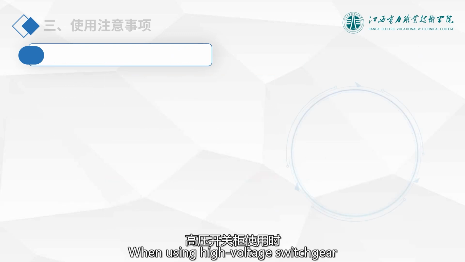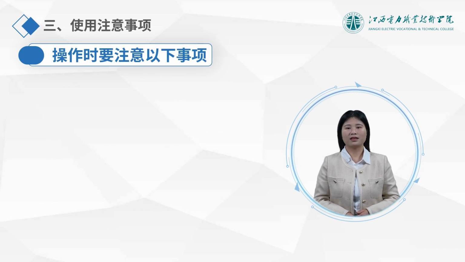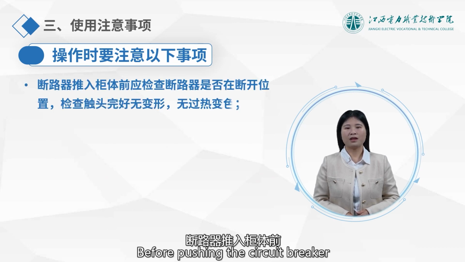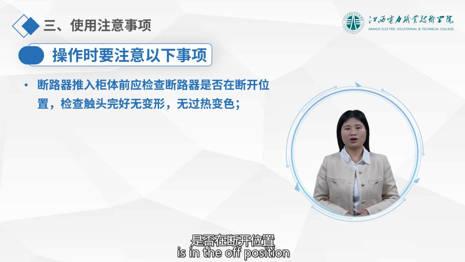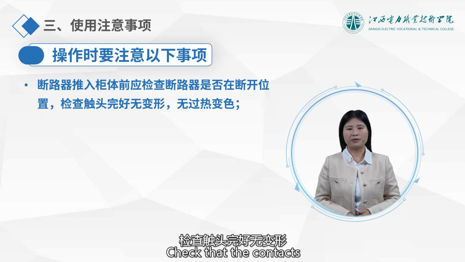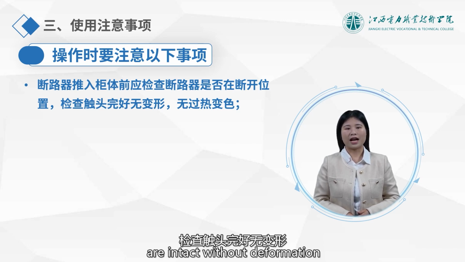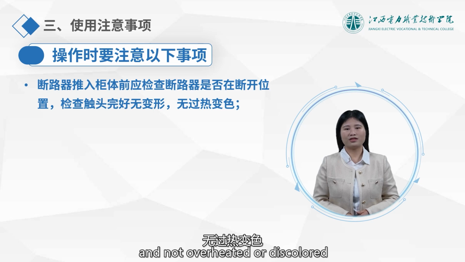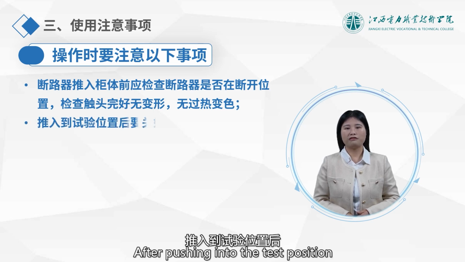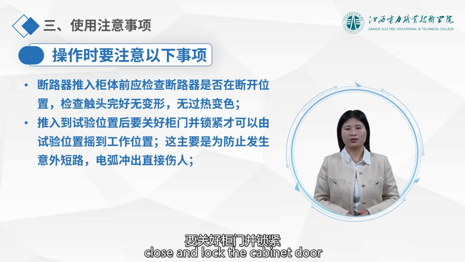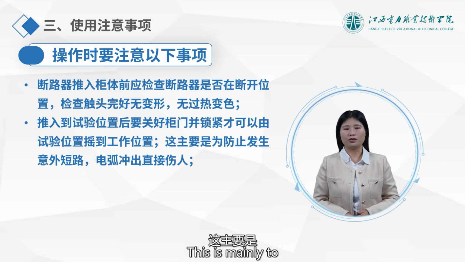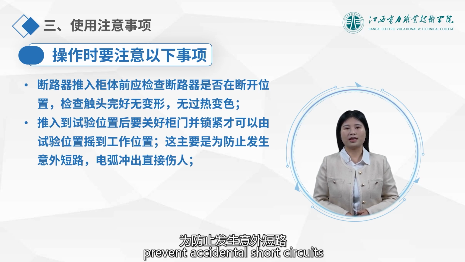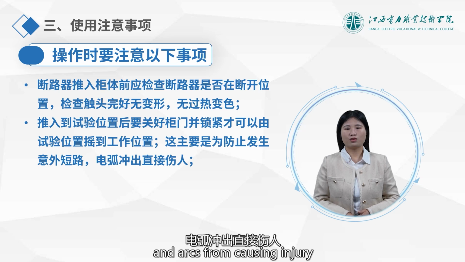When using high voltage switchgear, what should be noted? During operation, before pushing the circuit breaker into the cabinet, check whether the circuit breaker is in the off position. Check that the contacts are intact without deformation and not overheated or discolored. After pushing into the test position, close and lock the cabinet door. Only then can you move from the test position to the working position. This is mainly to prevent accidental short circuits and arcs from causing injury.